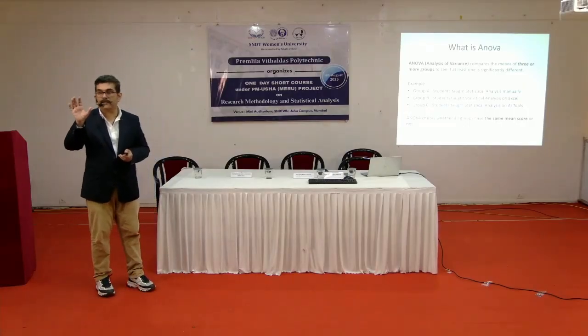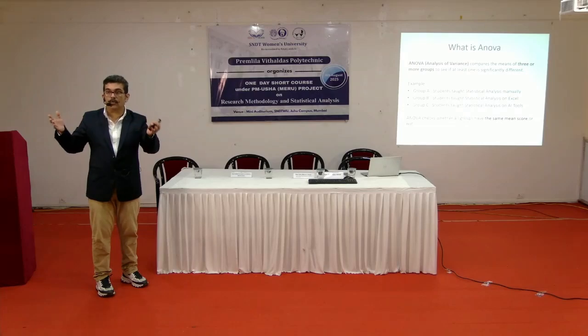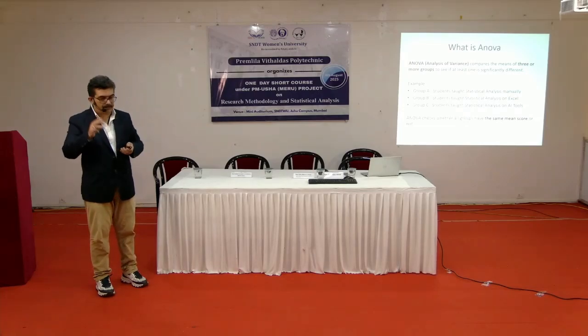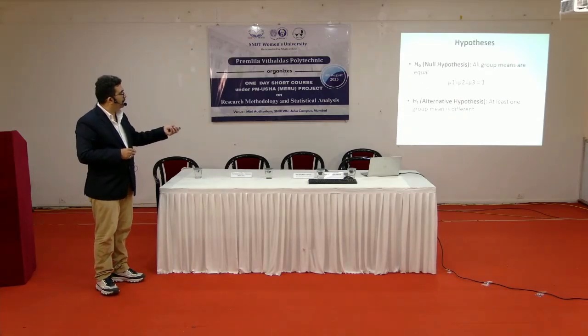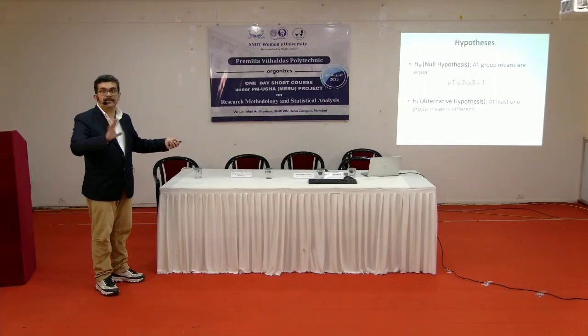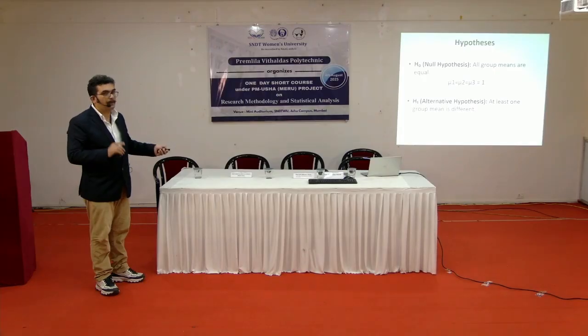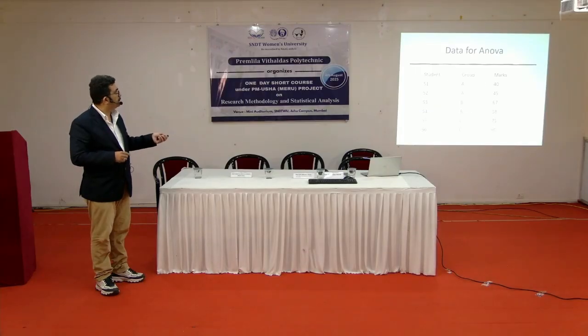I can find out the reason why the marks are not coming. So ANOVA is basically finding out the variance between the groups of elements. So I am taking here 3 groups. Null hypothesis is all group means are equal. I am assuming that all 3 group averages are the same. Alternate hypothesis, at least one group mean is different.